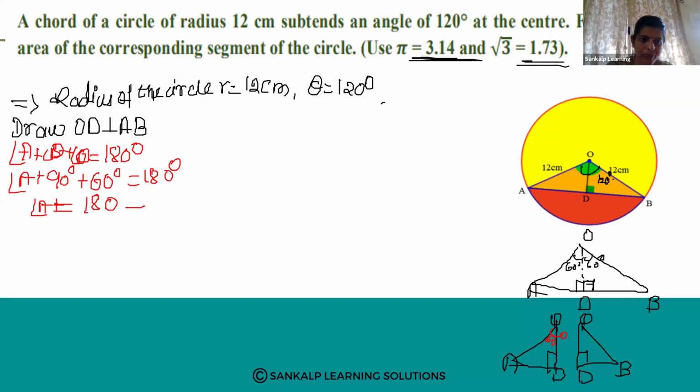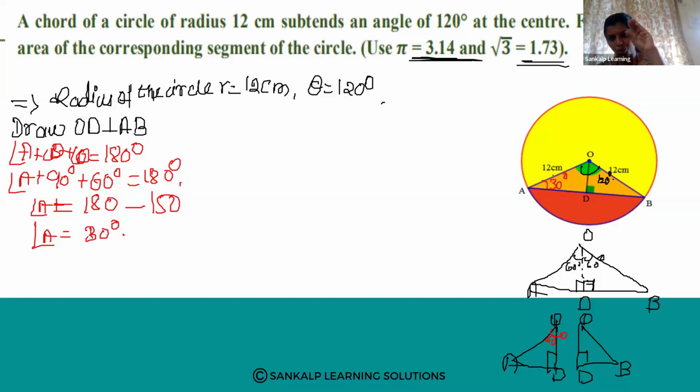It becomes 90 plus 60. It is 150 degree. So 180 degree minus 150 degree, angle A is equal to 180 minus 150, which is 30 degree. Right? You will get 30 degree. That means angle A is 30 degree.